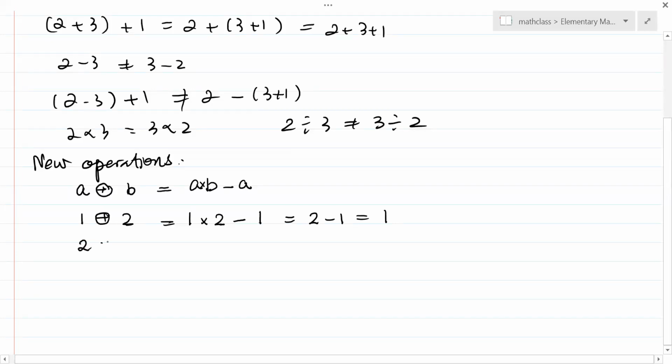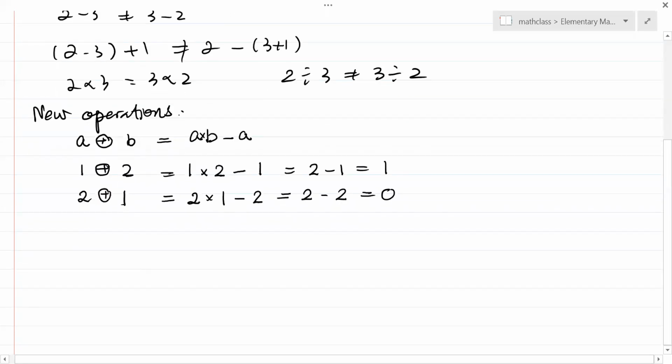And then 2 circle plus 1. Let's try this. In the formula, A is 2, B is 1, then A is 2. So the answer is 2 minus 2, which gives me 0. So this new operation does not have the commutative property. 1 circle plus 2 is not going to be 2 circle plus 1. Got it? I hope you understand it.